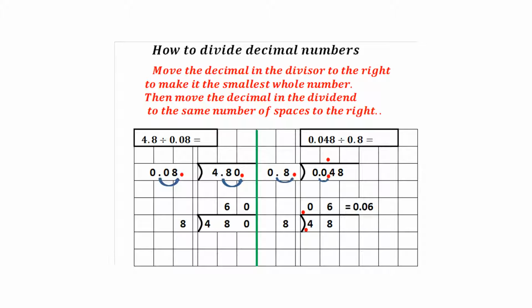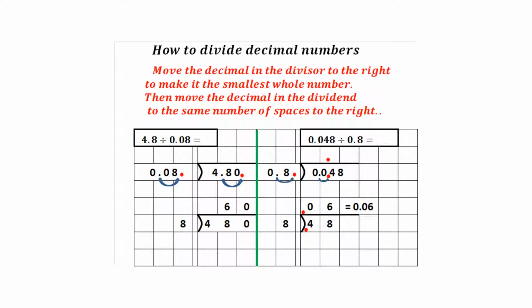So 8 doesn't go into 4, but it goes into 48 6 times even, and 8 goes into 0 times, so our answer is 60. Now we look at the same numbers, but we change them ever so slightly with the decimal. So we're going to divide 0.048 by 0.8.